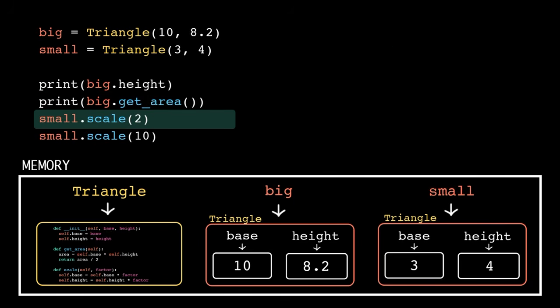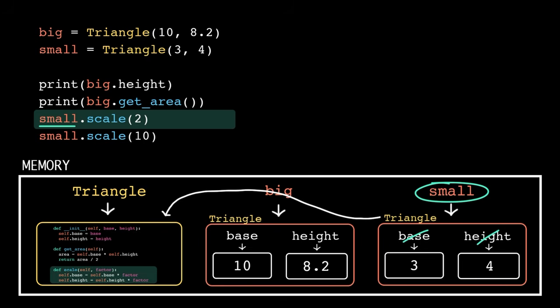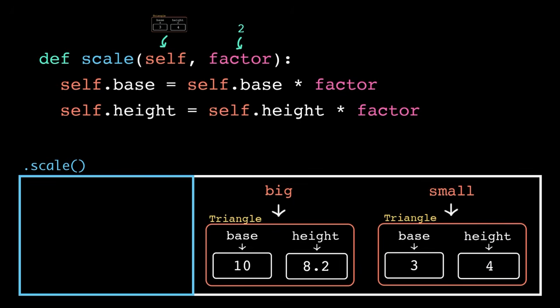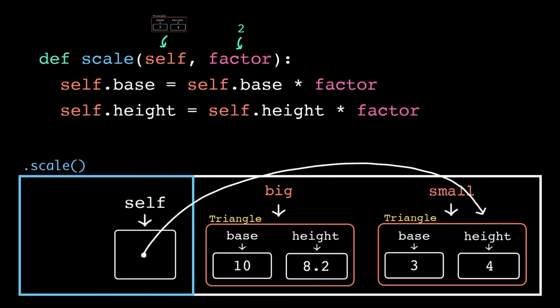Now we've got our mutator method, scale. Python looks in its memory for the name small, and then looks for the name scale. Doesn't find it in any of the attributes, so it follows this reference to the triangle class, and it finds the method scale. So let's execute it. This time we called scale on the object small, so that's what gets passed in for self. And for factor, we have the value 2.